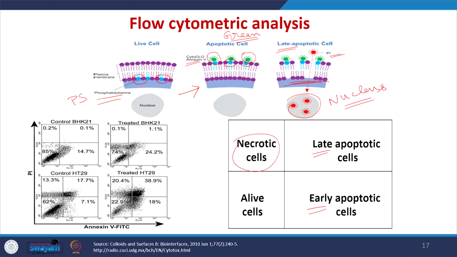And when you analyze the data, you can see here, when you compare to the control, in the treated one the apoptotic percentage is more, and each dot represents a cell.